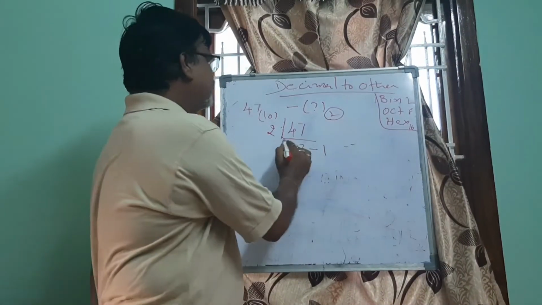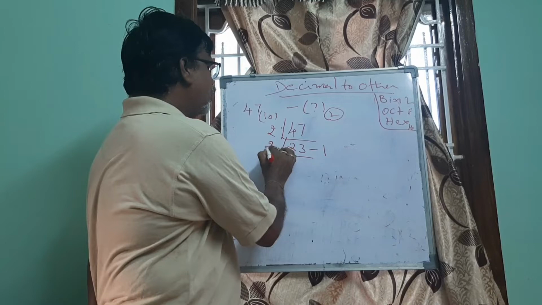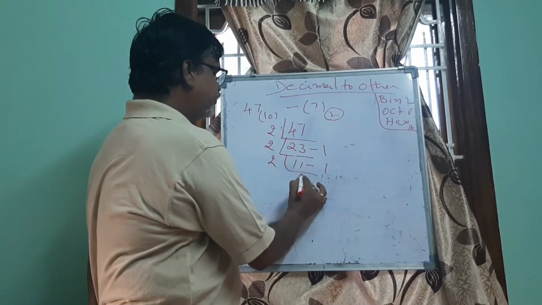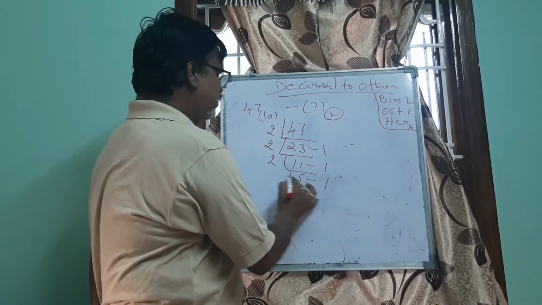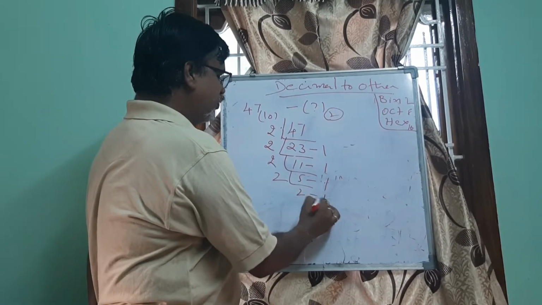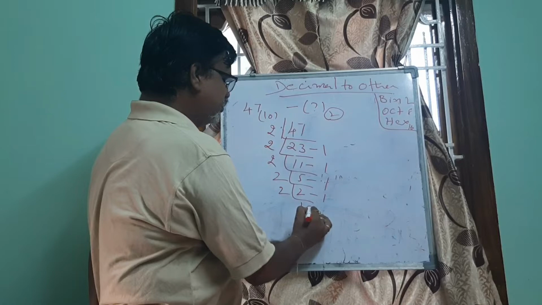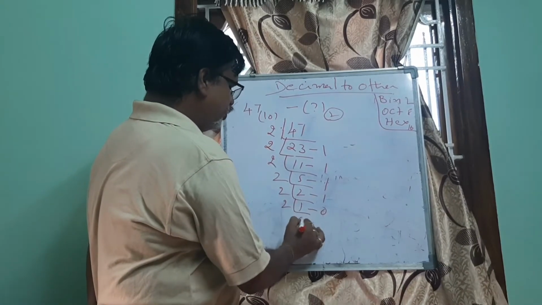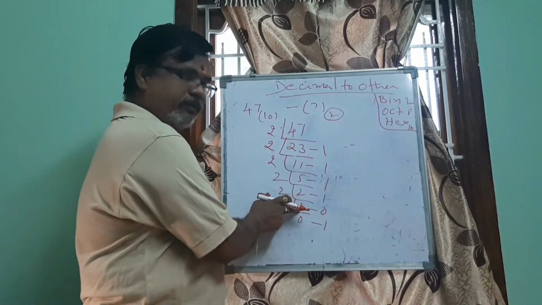You keep the remainder aside. Again repeat this process. 2 11s are 22, again remainder 1. So 2 5s, quotient 1, 2 twos, quotient 1, 2 ones, quotient 0, and here you got 1. Again you can do it, 2 zeros, so 1. Or else you can stop up to here also.